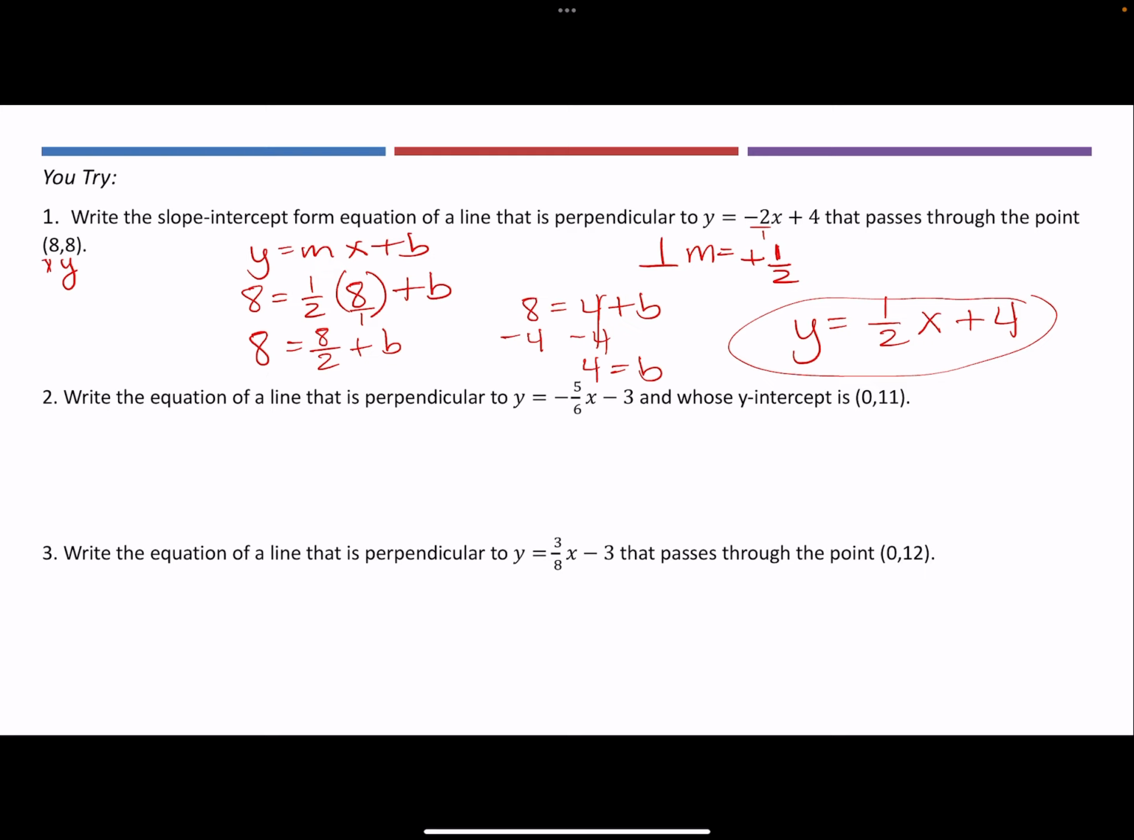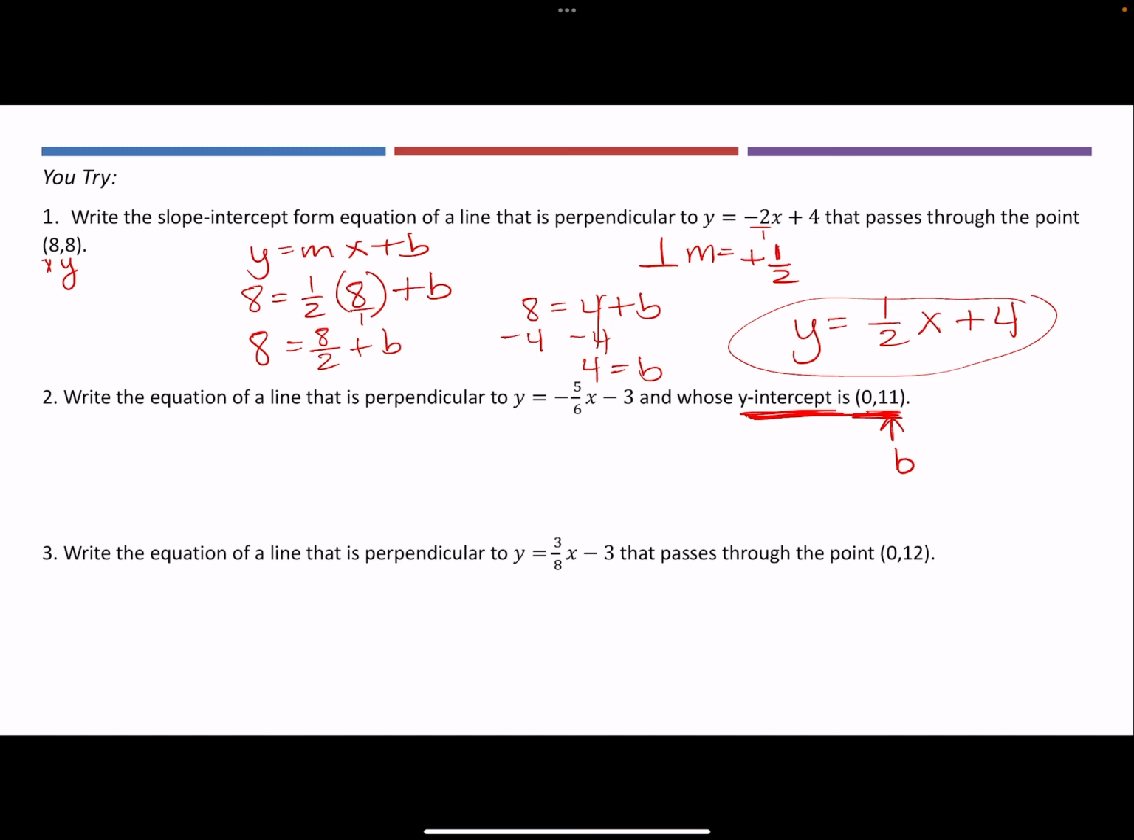All right, let's try number 2. So we want the equation of a line perpendicular to y is equal to negative 5/6 x minus 3, and the y-intercept is the point (0, 11). So they made it kind of easy for you. Remember, 0, anything, that's your y-intercept. This is your b. So I'm not going to have to do anything to solve for b. They just gave me b, right?